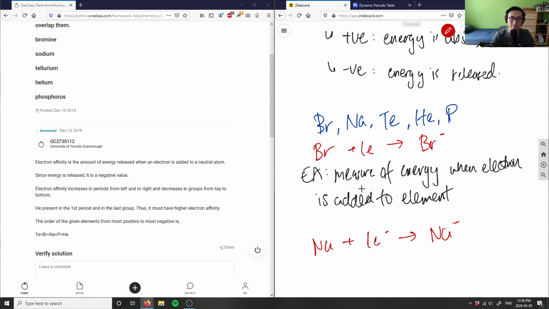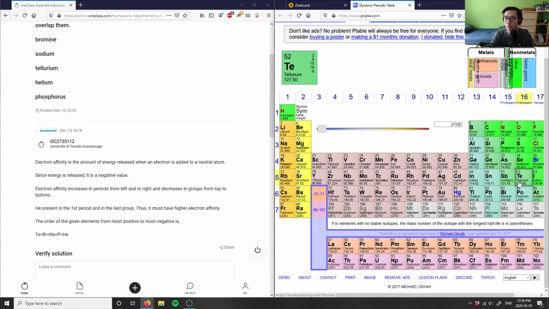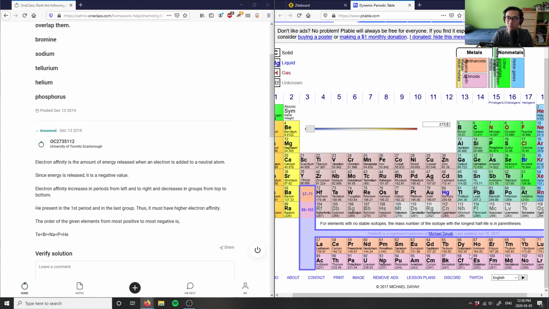So sodium doesn't really react much here with the electron that's being placed. Tellurium, for example, because it's so far down the periodic table, if I put an electron into tellurium, energy will be absorbed here, right? I know that because electron affinity increases in periods from left to right and decreases from top to bottom. So it's going to decrease as it goes from top to bottom here.